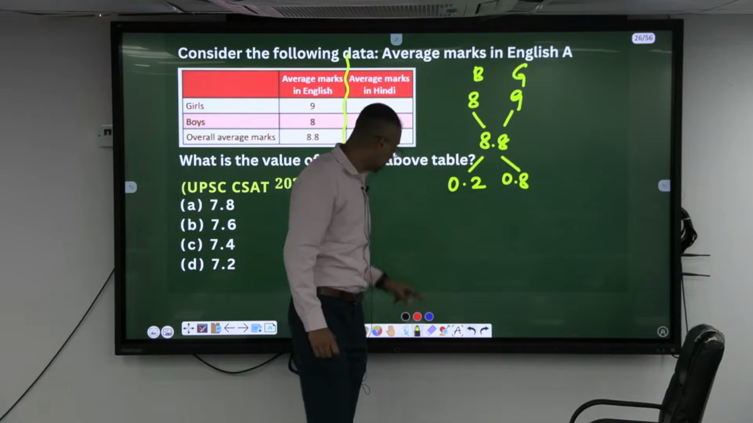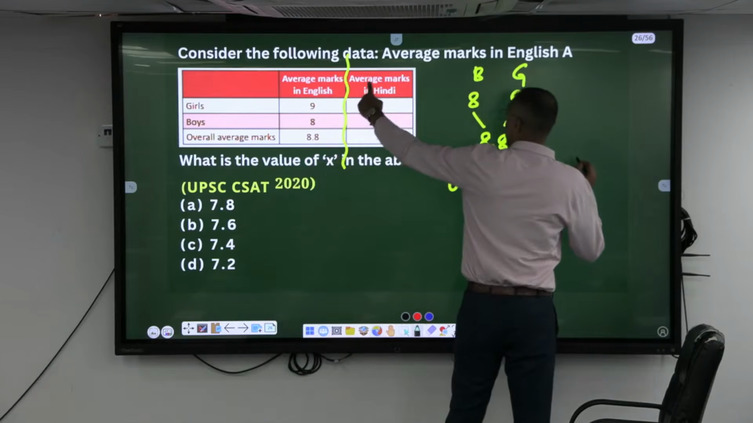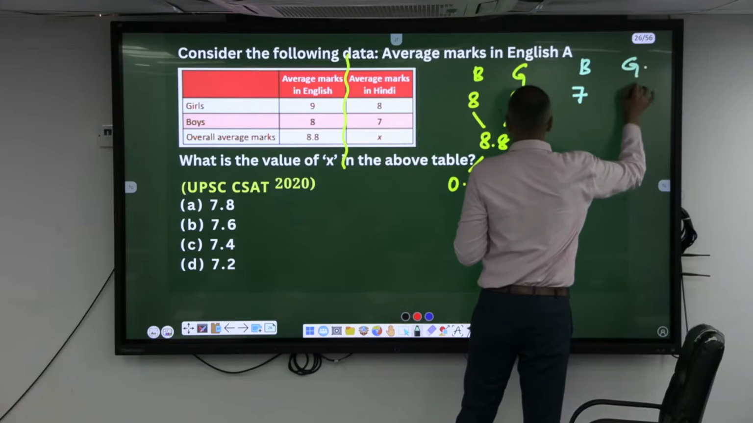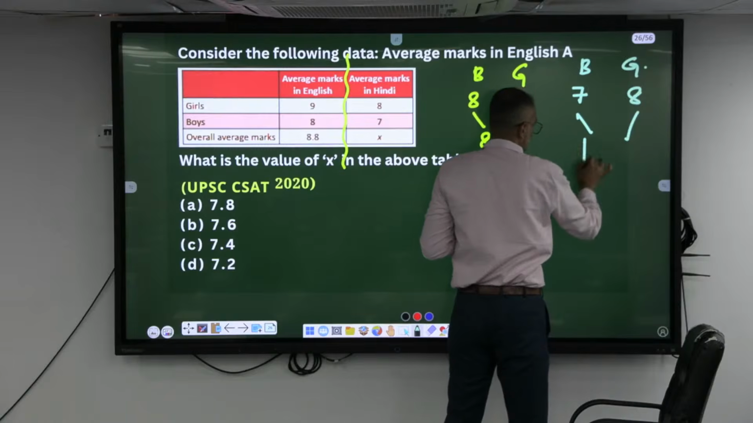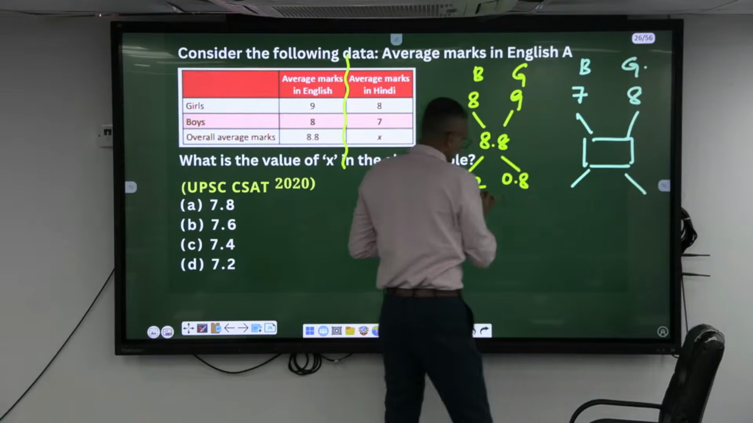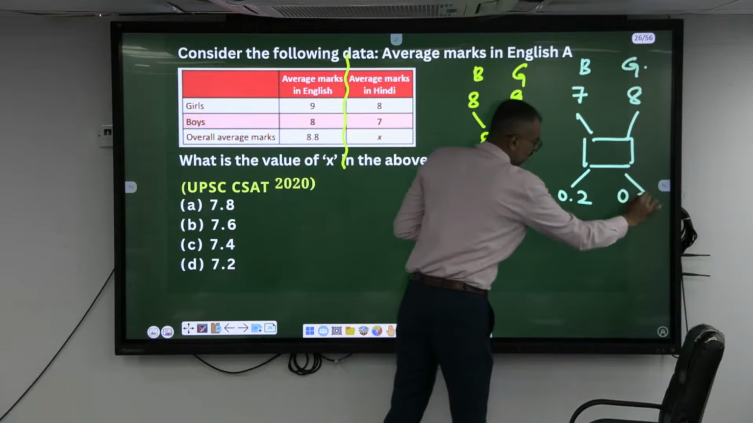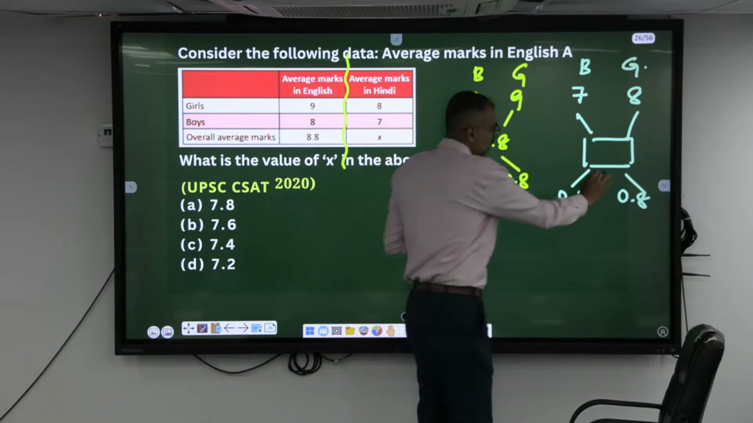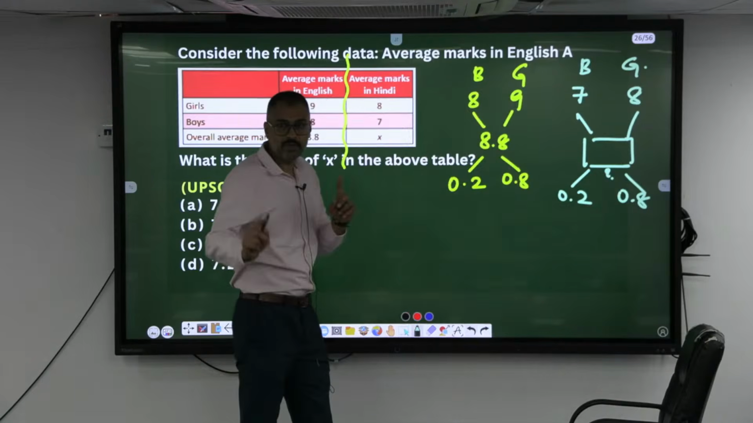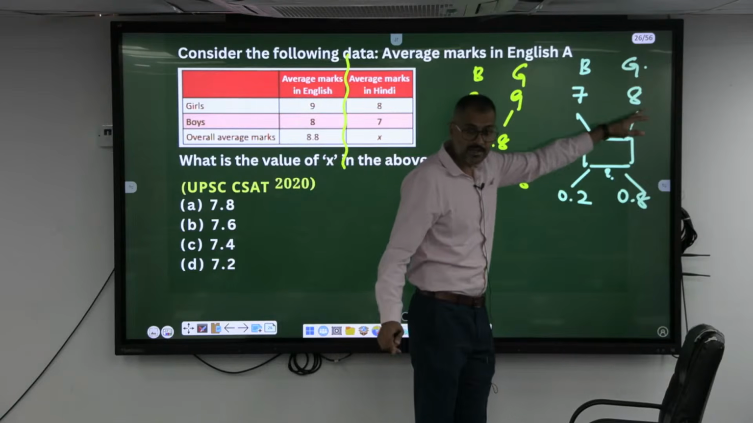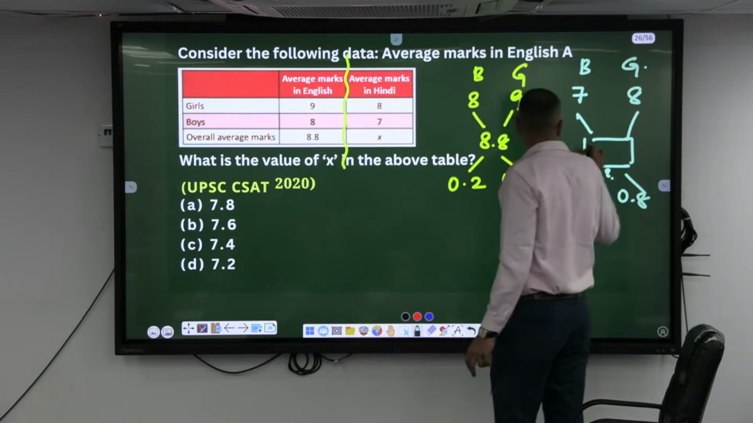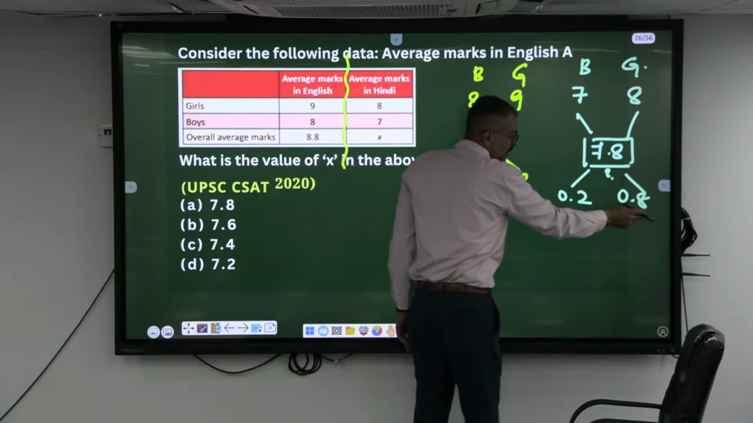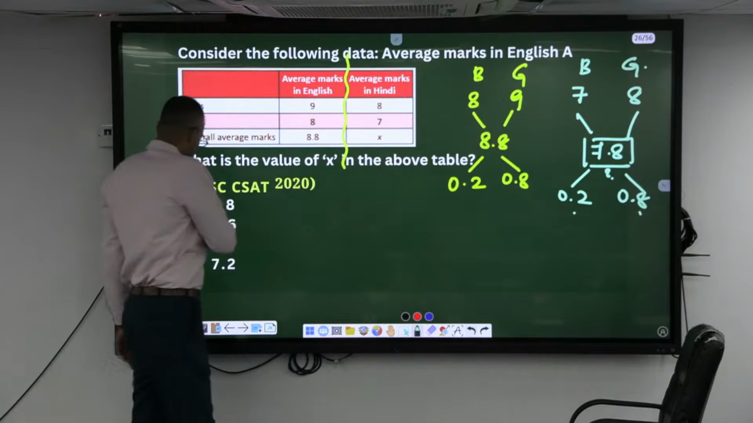Whether they are writing English or Hindi, any subject, the boys and girls ratio has to be like this only. Okay. Now, they are coming and writing the Hindi exam here. Boys has scored 7, girls has scored 8. What is the value of X here? So that I should get the same ratio here, 0.2 and 0.8. Isn't it or not? Same ratio are writing here also. So what has to be this number? Pick from the option. Always the average has to lie between 7 and 8. Okay. Now, if I put 7.8, here what is the difference? 0.2. What is the difference? 0.8. So answer should be what? 7.8 only.